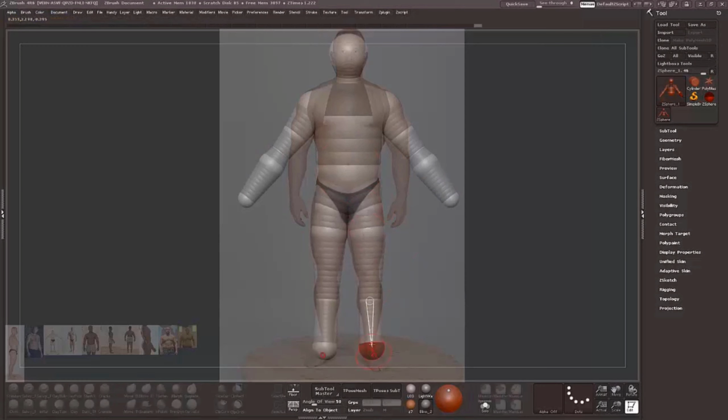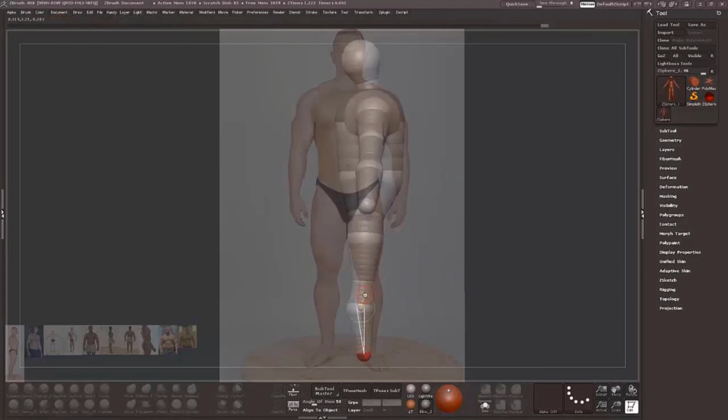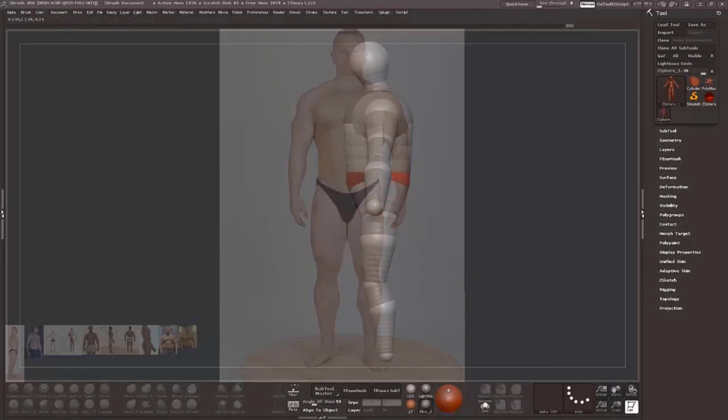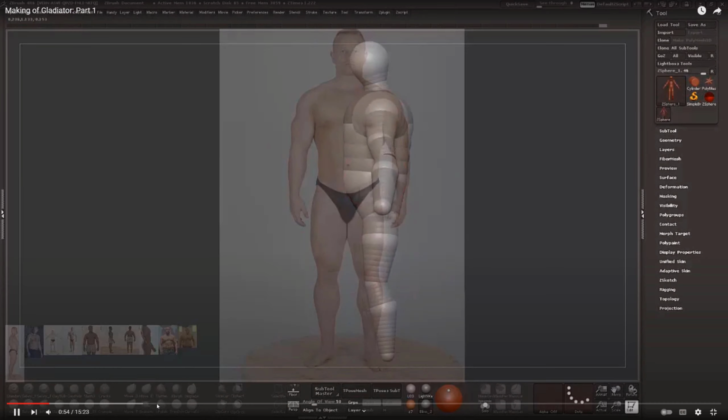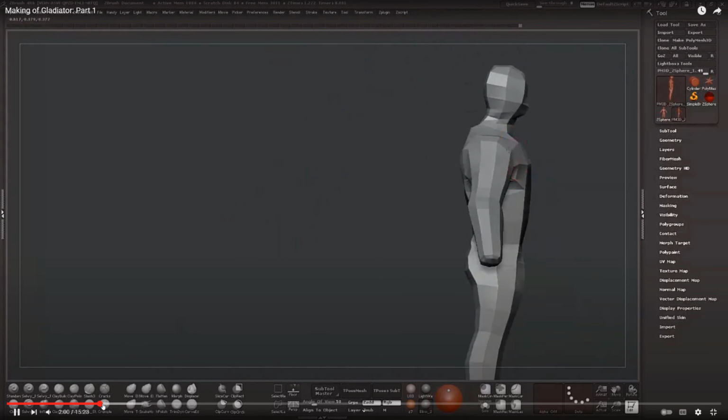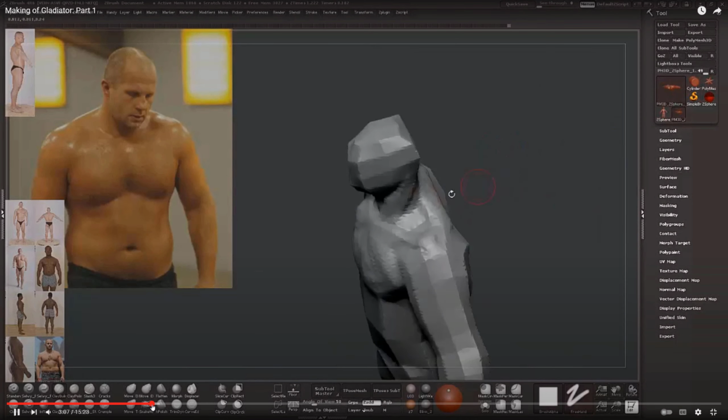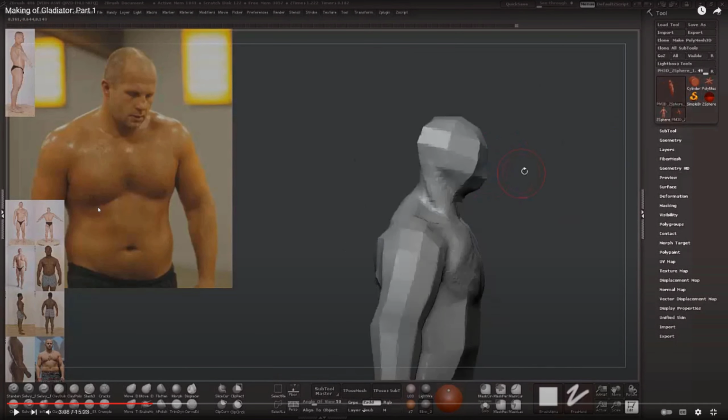I have a bunch of photographs from different angles. I have the side view, the back, and the front, and this is how I would make the whole character, step by step, going one by one. So this is the main reference.